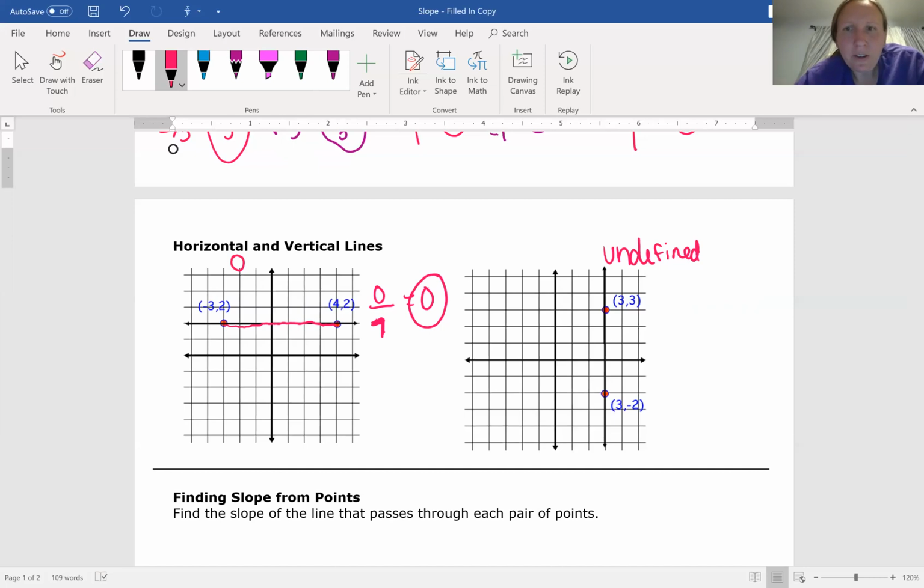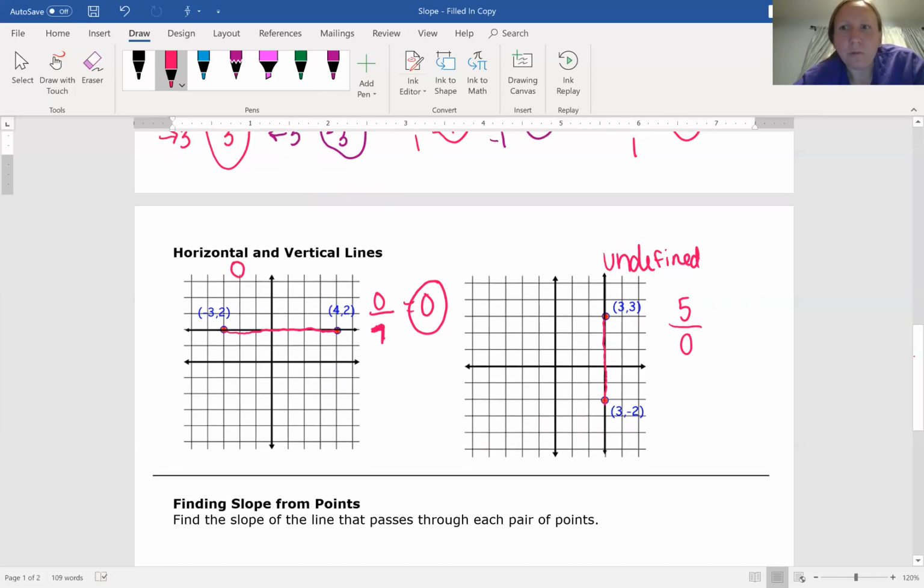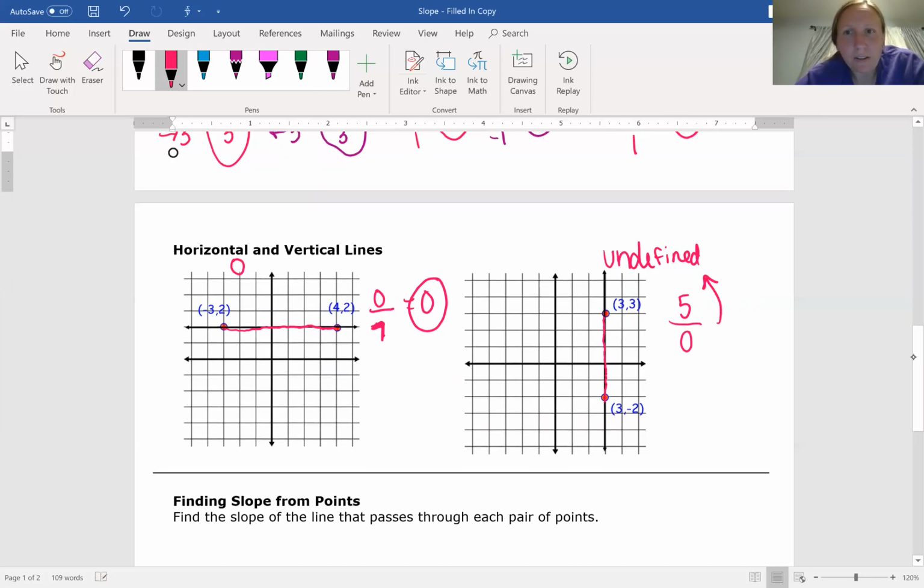Undefined, okay, here, this one went up 1, 2, 3, 4, 5, but then it didn't move anything left or right. So the run was 0 in this case. And mathematically, you can't have a 0 in the denominator of a fraction. It just doesn't make sense. And mathematically, when there's that 0 in the denominator of the fraction, the word we use is undefined. So there is a difference between the 0 on top and the 0 on the bottom. And that's what causes horizontal lines to have a 0 slope and vertical lines to have that undefined slope.